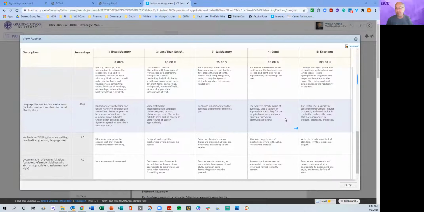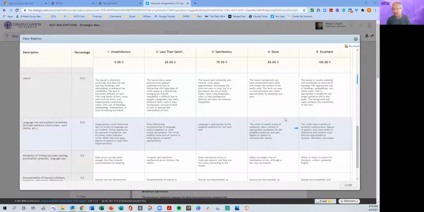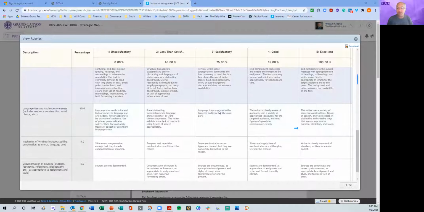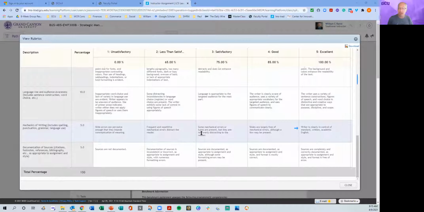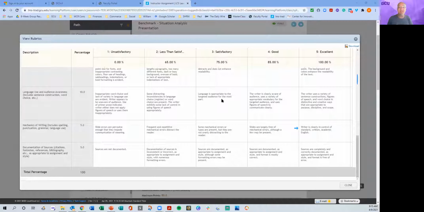Okay, then here we've got: the writer uses a variety of sentence constructions, figures of speech, and word choice in distinctive and creative ways that are appropriate to purpose, discipline, and scope. So be creative. Remember, when you're making presentations like this, it's not generally going to be just to one person. Pretend you have an audience of maybe 30 people, and each one views the information in a little different way. So you've got to find ways to shake up your sentence construction so that you can reach as many people as possible. Then, of course, we have the mechanics of writing, as always, and documentation of sources.